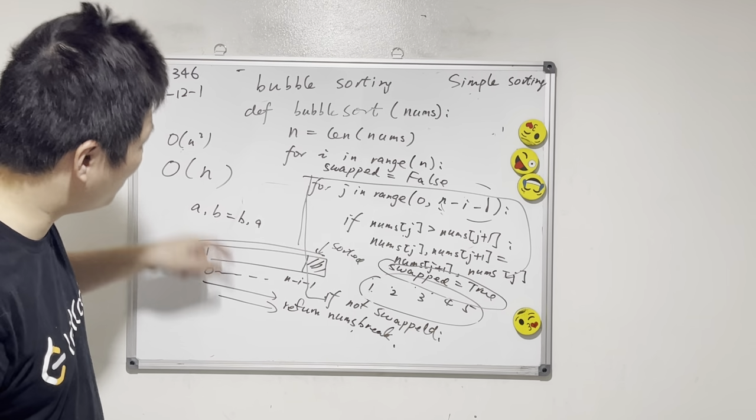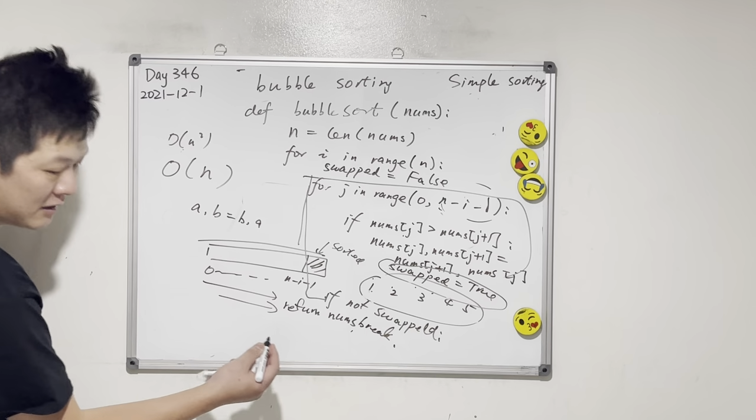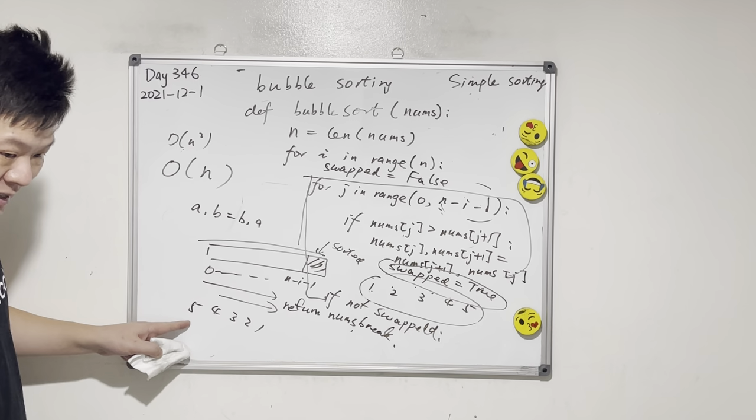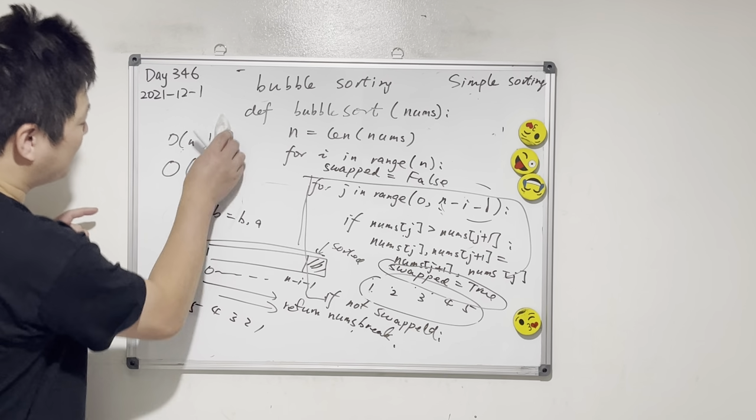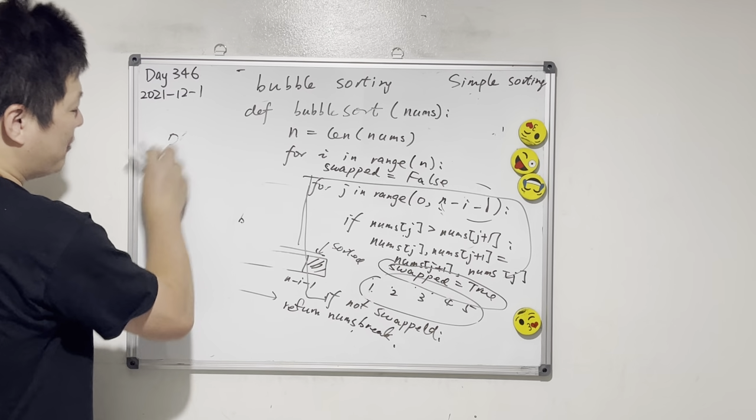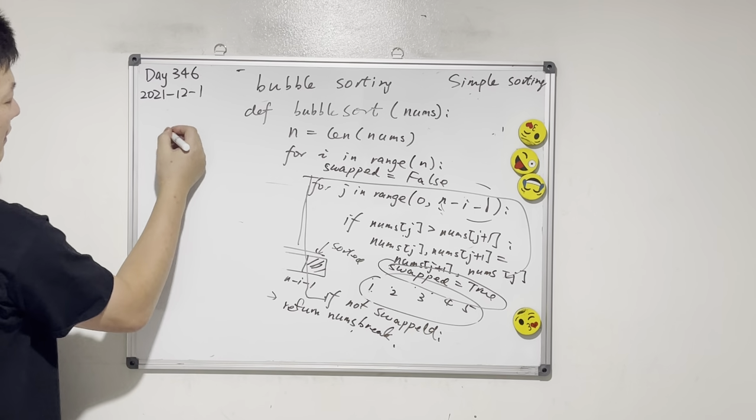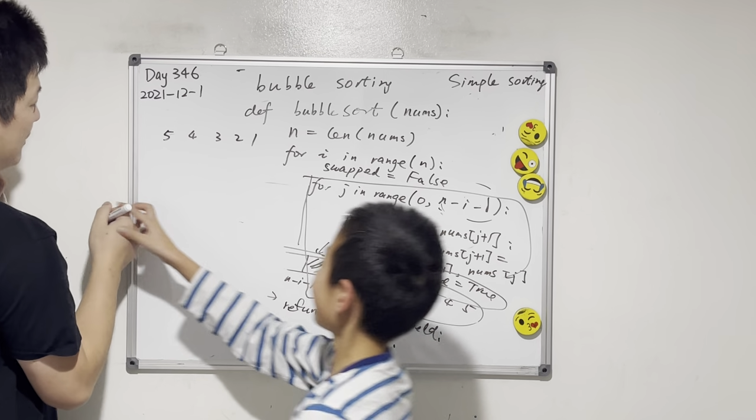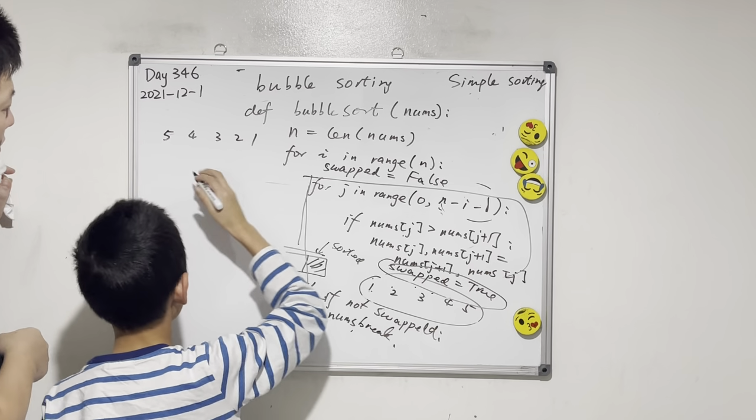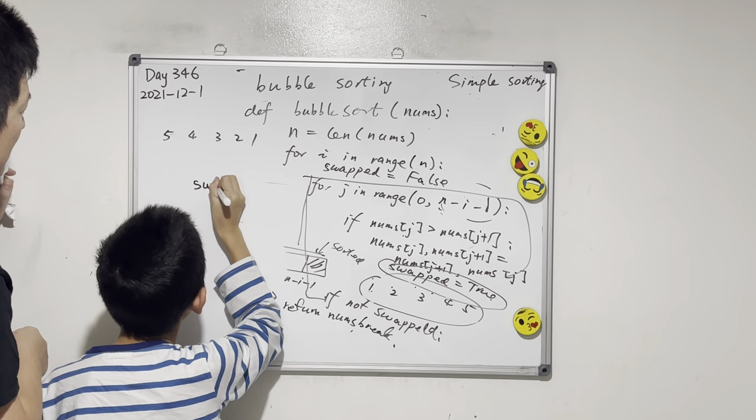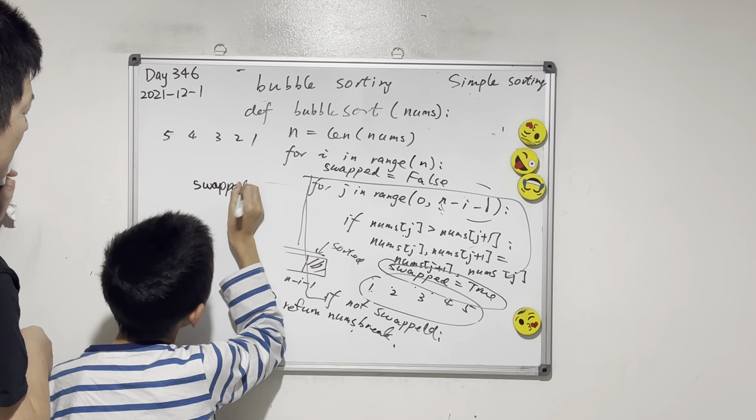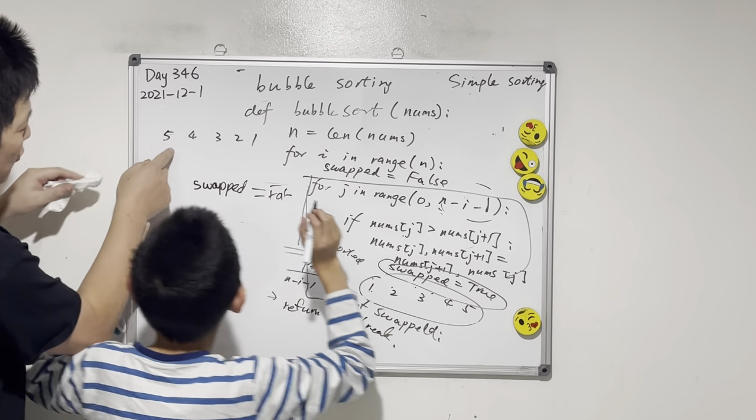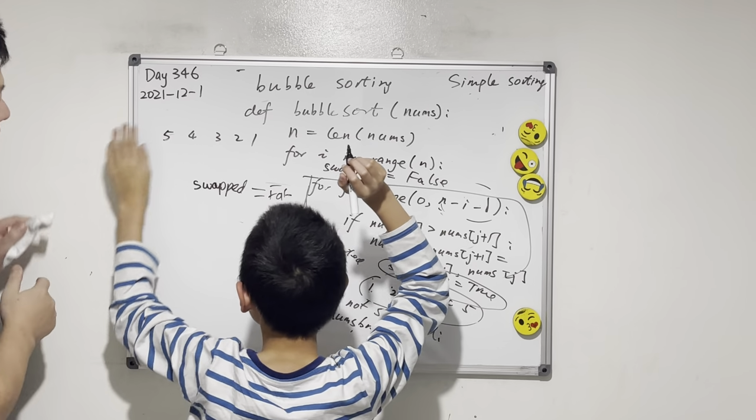On average, or in the worst case, if the array is reverse sorted, it means that 5, 4, 3, 2, 1. Okay, so for example, this is 5, 4, 3, 2, 1. Can you tell me how the array will be sorted? I just want you to tell me what's the next one after 5, 4, 3, 2, 1.